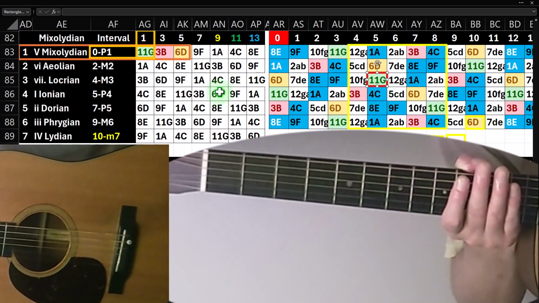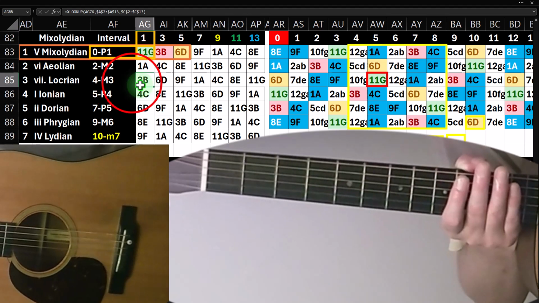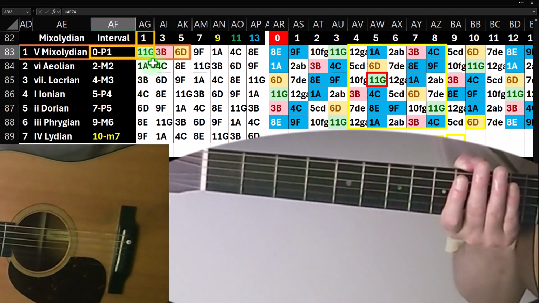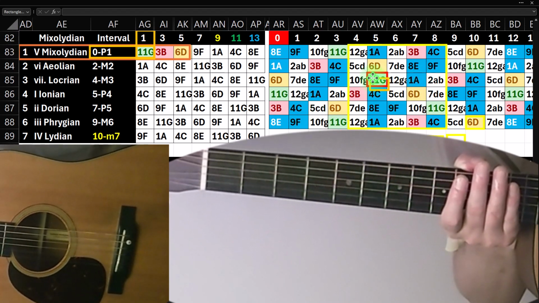So we're just going to measure the intervals around this G. All right, so let's do it. We're going to start with just the octaves. So let's go up first.